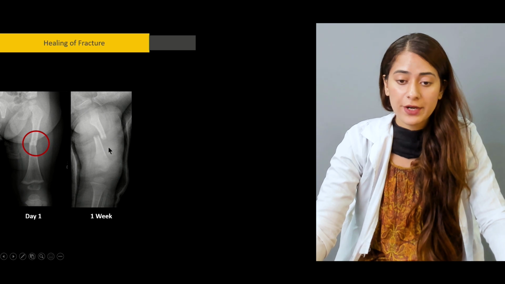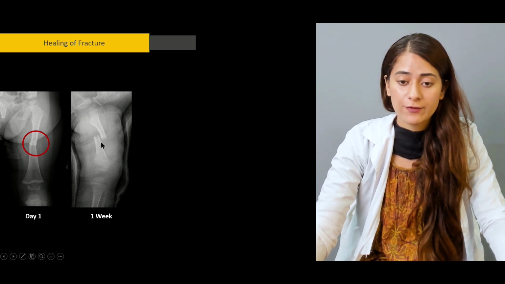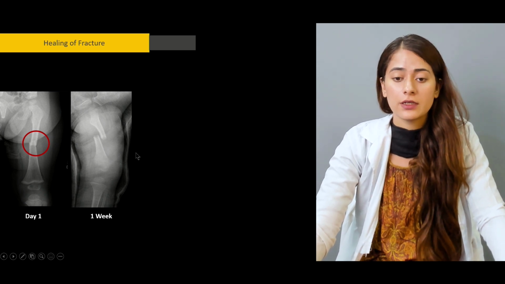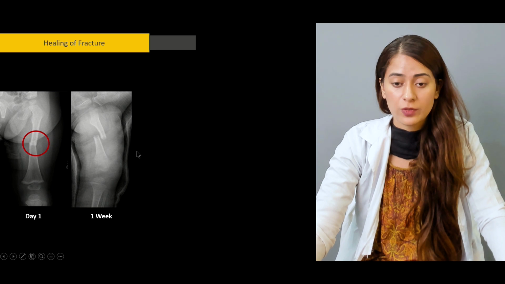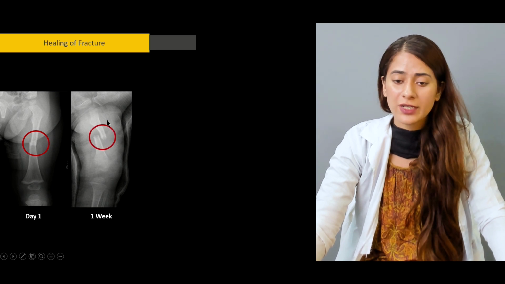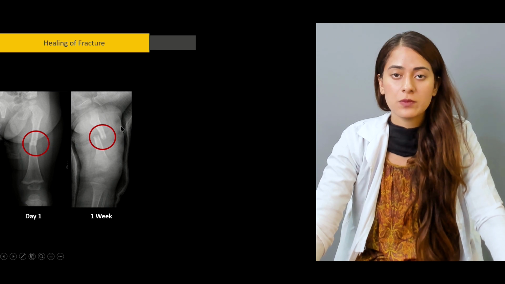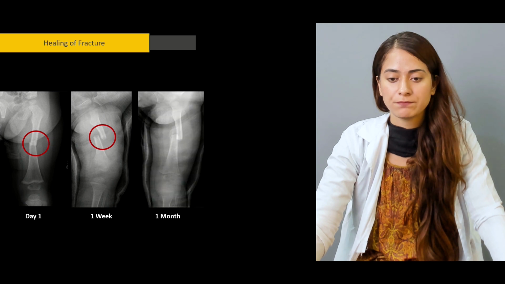So this is week 1. There is still inflammation. Inflammation is visible on the X-ray. Hematomas can be visible. Inflammation is actually visible, so the surrounding tissue can be identified as inflamed even on X-ray.